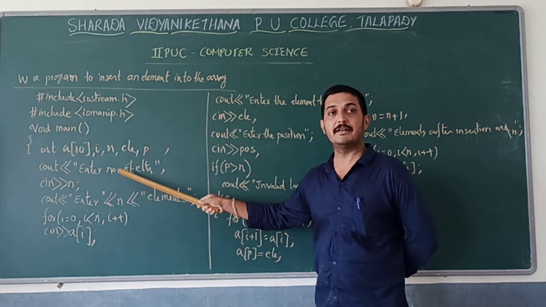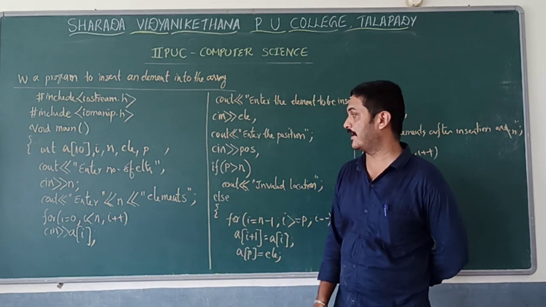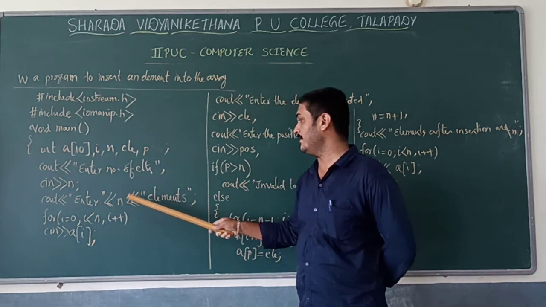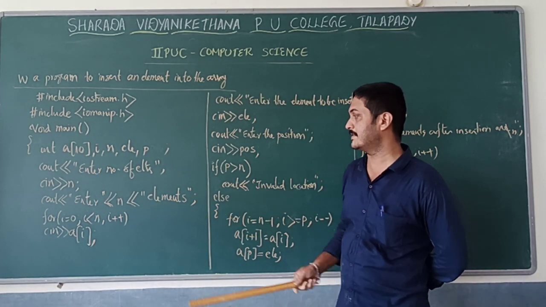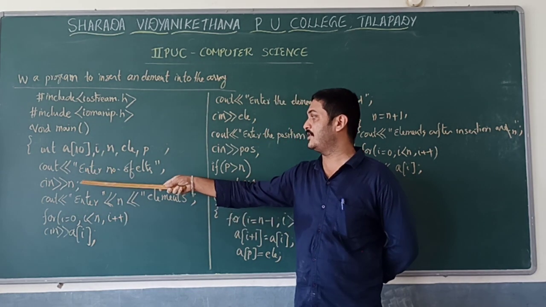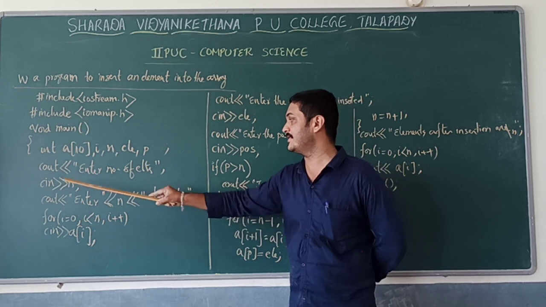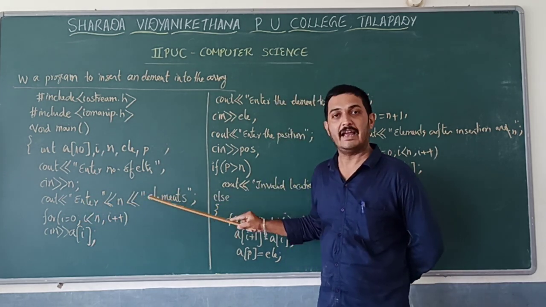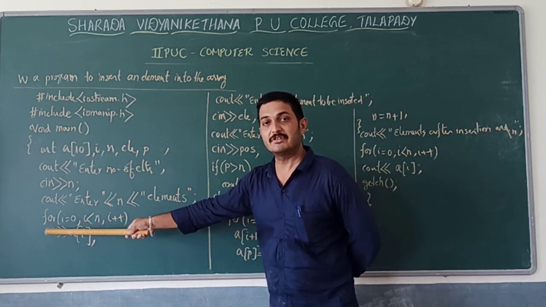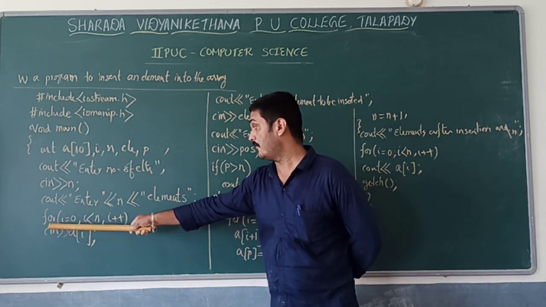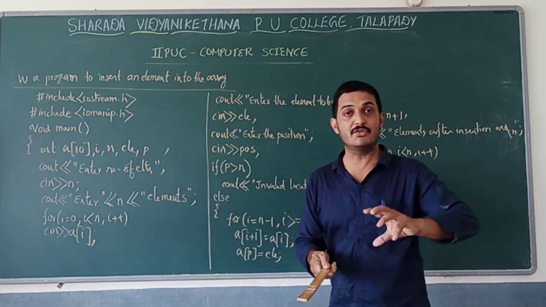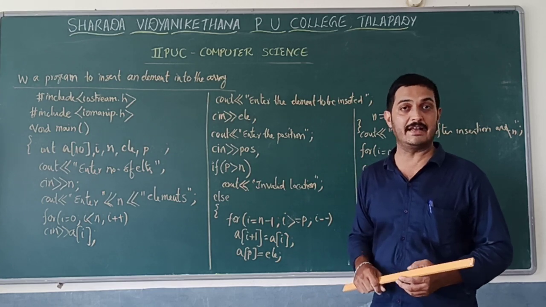cout, enter number of elements. cin n. Again, cout, enter n elements. For example, here the given value is equal to 5, so cout enter 5 elements. And then we have to implement traversal: for i equal to 0, i less than n, i plus plus, cin a of i, that is to read the total number of elements available in the array.